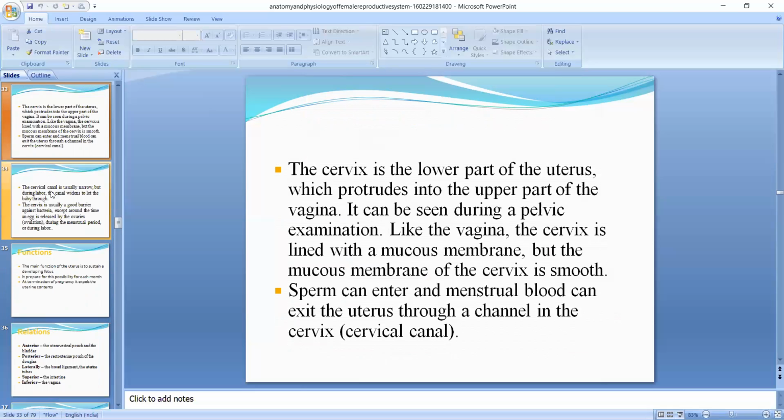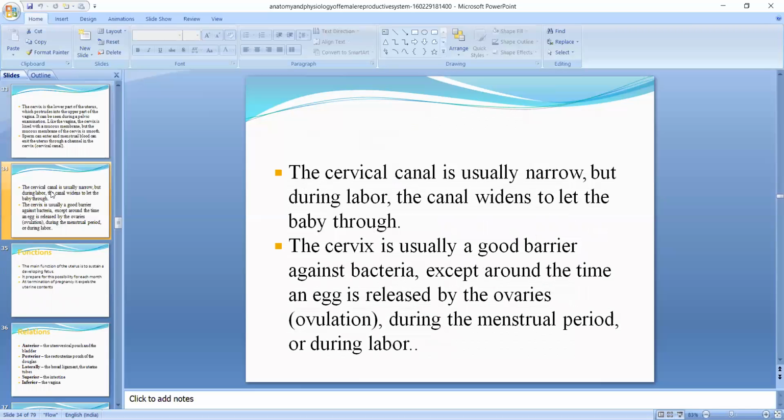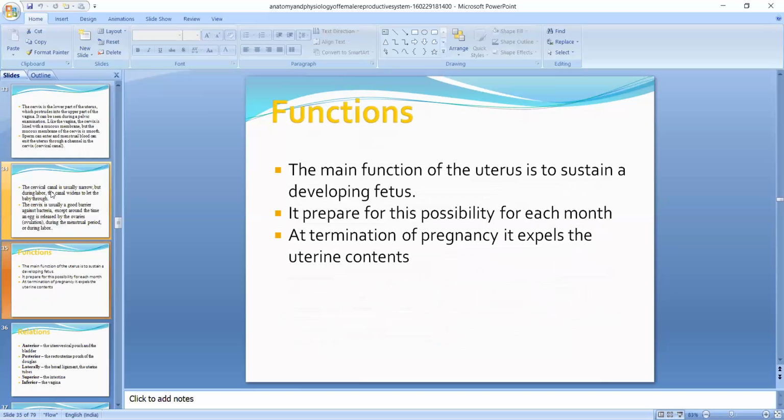We call it the endocervical canal, and it opens into the uterus and the vagina through the external and internal os. Through this canal, the menstrual blood exits from the uterus, and sperm can enter into the uterus. The cervical canal is usually narrow, but during labor, under hormonal influence, the canal widens to let the baby pass. Function: a very important function of the uterus is to sustain a developing fetus and prepare for the possibility of pregnancy each month; at termination of the pregnancy, it expels the uterine contents.